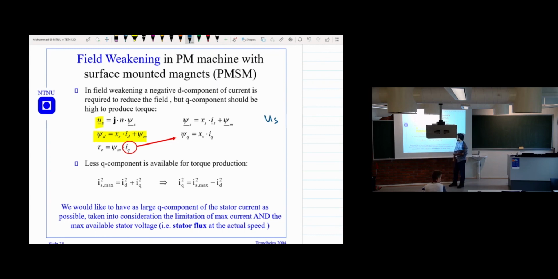How much field weakening we can do depends on how much torque you want to apply. For example, if you want very high speed, you can apply all the current for the field weakening. But then you have nothing left for torque production. So even though you can run the machine at a very high speed, you cannot produce any torque, and that is also what we don't want.